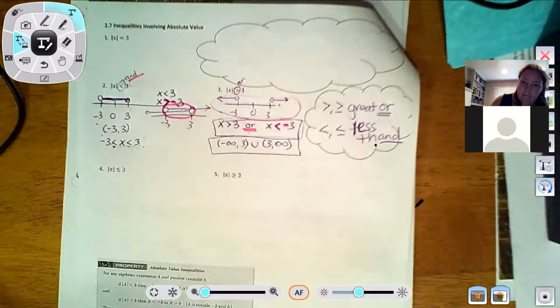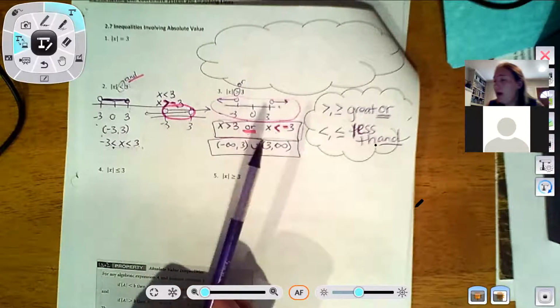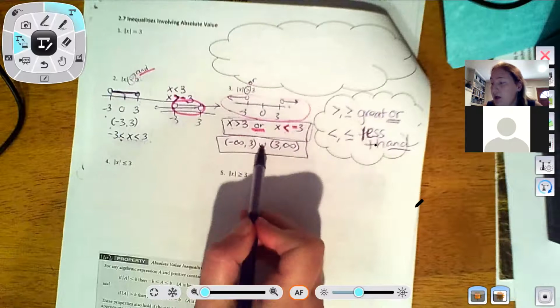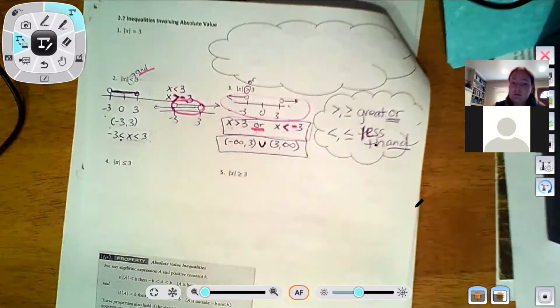Oh, so with those, we actually have to put the or in. Yeah, because it means something different. Or do we do the union? If you're doing it as an inequality, use the word or. If you're doing interval notation, the union symbol. Okay. I always get super confused on these ones. These ones are always kind of iffy to me.